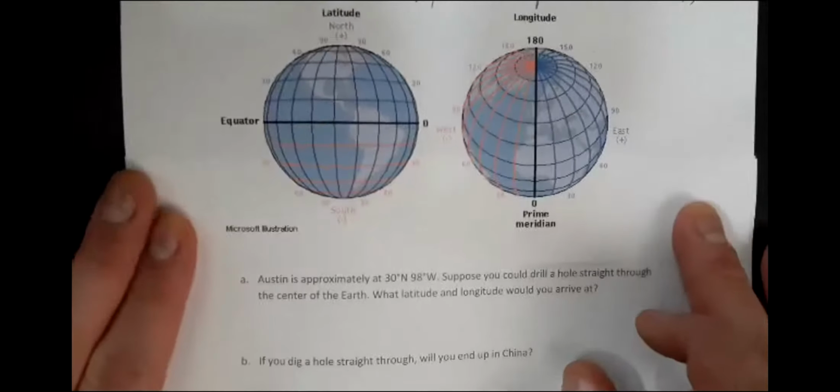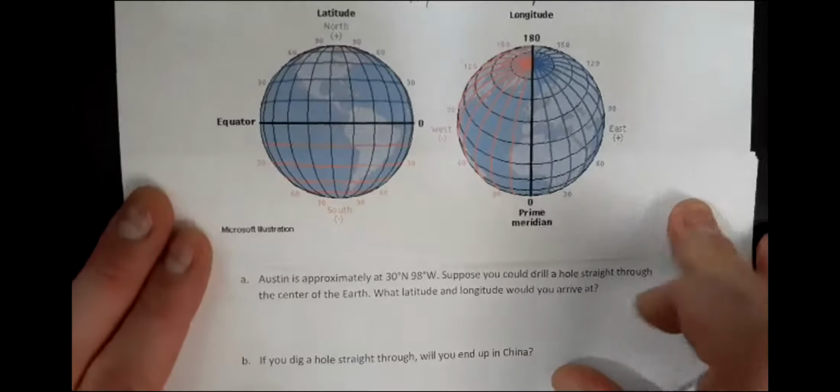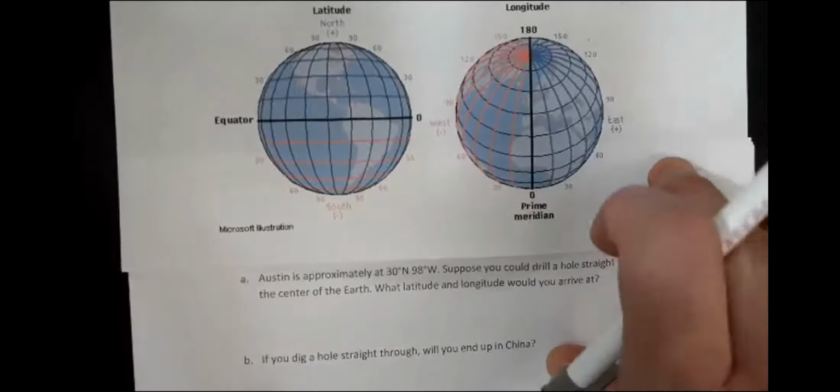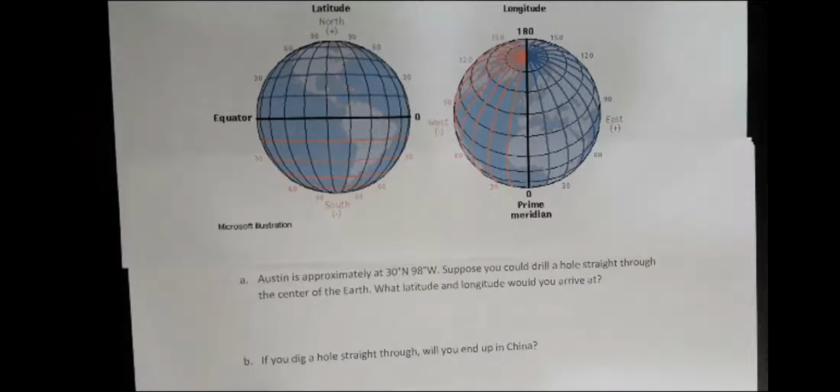So Austin is approximately 30 degrees north and 98 degrees west. Suppose you could drill a hole straight through the center of Earth. So we're going to take our shovel, dig through the Earth, and what is the latitude and longitude you will arrive at?